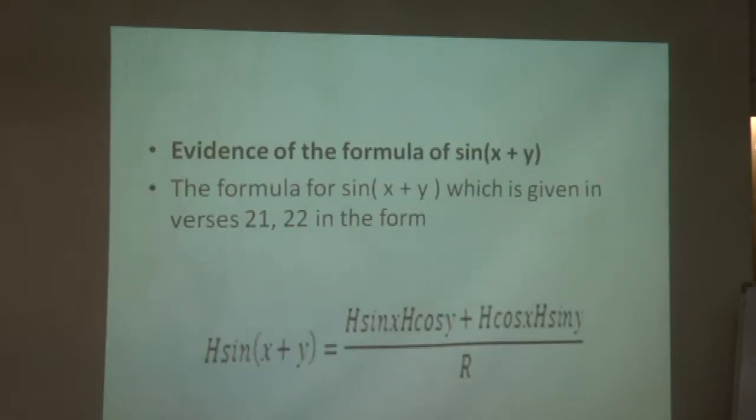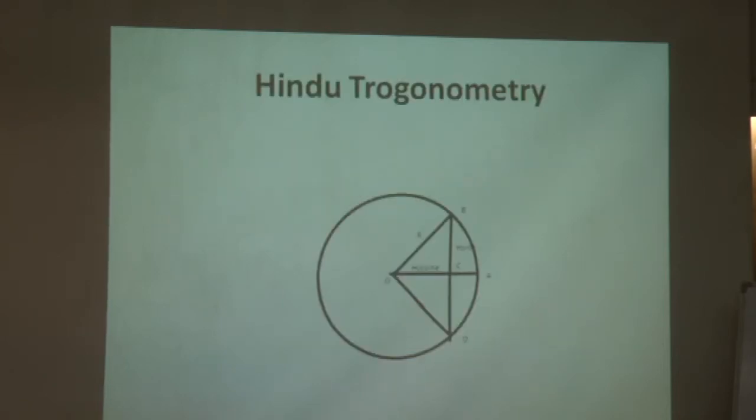We'll also have a look at the evidence of the formula of sin(x plus y). The formula for sin(x plus y), which is given in verses 21 and 22, is in the form h sin(x plus y). This h is actually the notation for Hindu sine. That is how we differentiate the modern trigonometric sine from the h sine, called the Hindu sine. We are going to discuss this h sine as well. Let us look at this trigonometry.